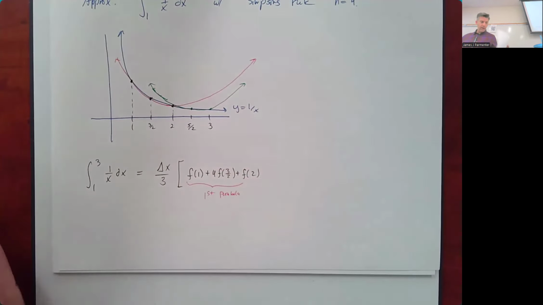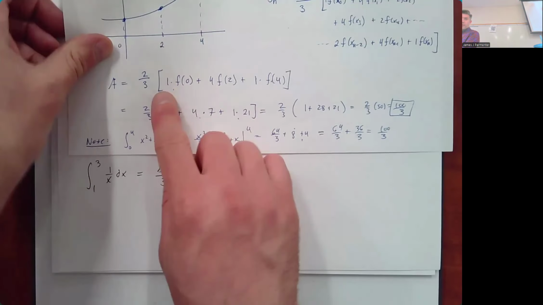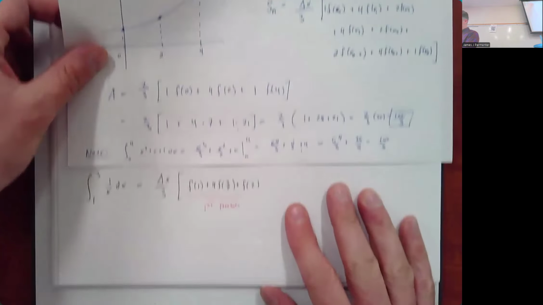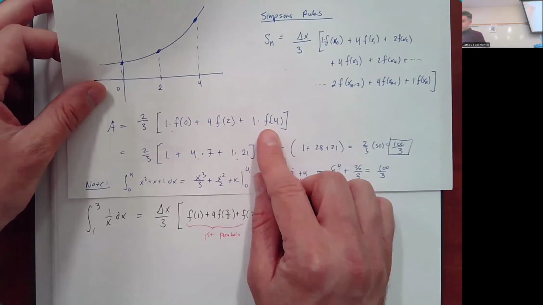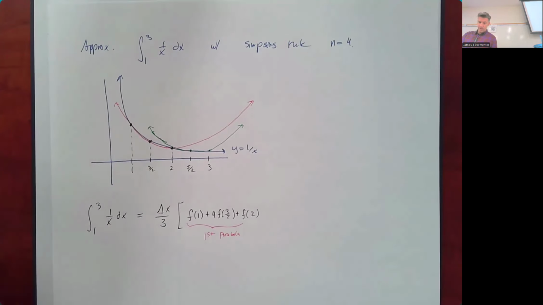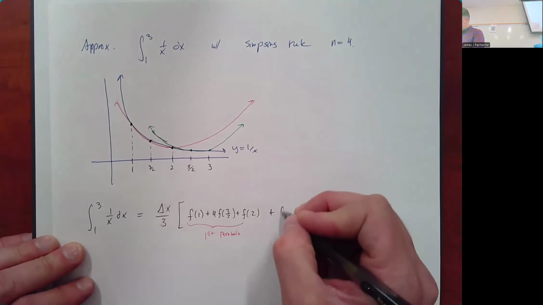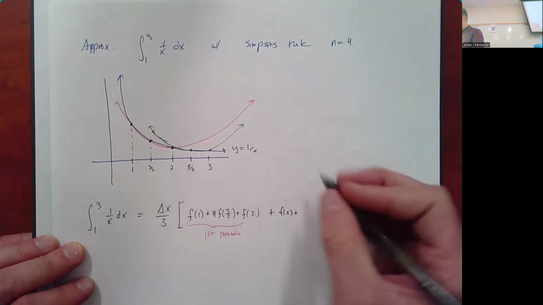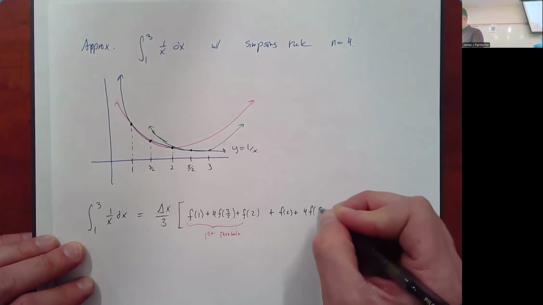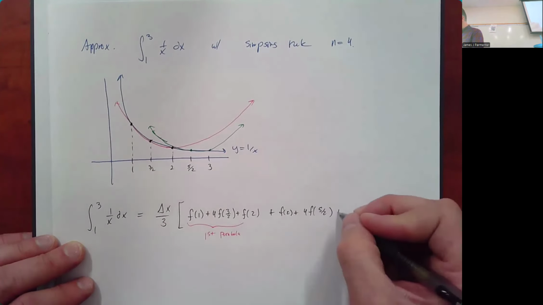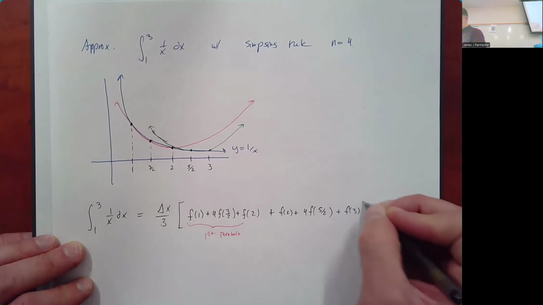Just like in the previous one, right? I did 1 times f of 0 plus 4 times f of 2 plus 1 times f of 4. And then for my second parabola, I'm going to do the same thing. Now it's going to be f of 2 plus 4 times f of 5 halves plus 1 times f of 3.